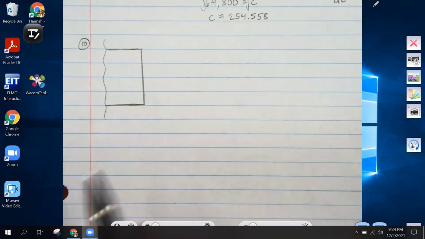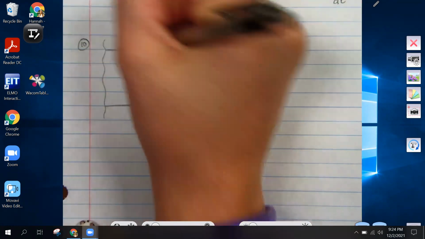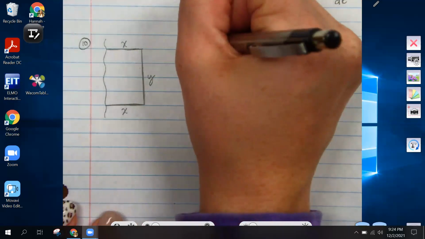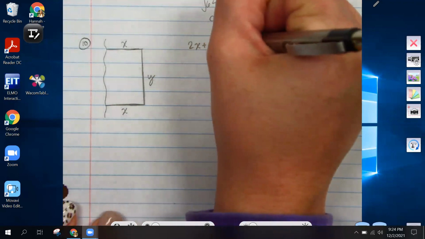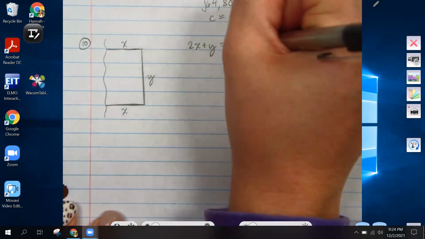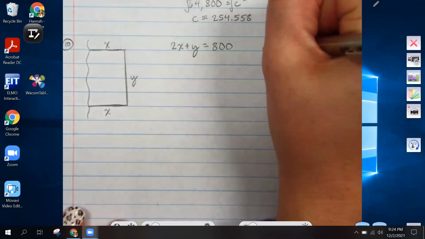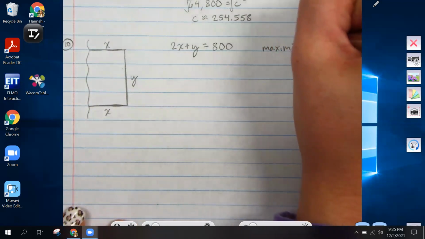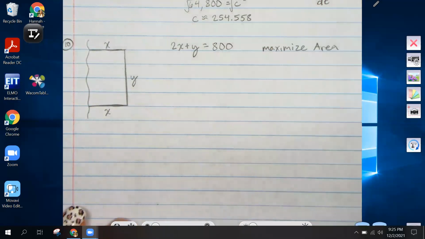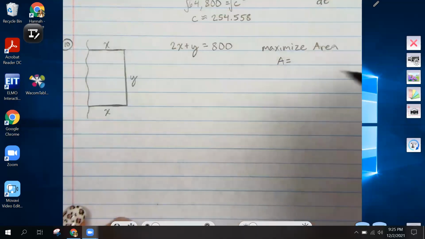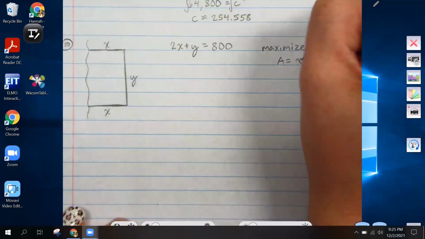Okay, so on our picture here, we'll call these shorter sides X and this longer side Y. So we know that when we add all 3 of these sides, 2x plus y, that has to equal the 800 meters of wire that we have. We also know that we're trying to maximize area. And the area of a rectangle, in this case, with my variables, would be x times y.